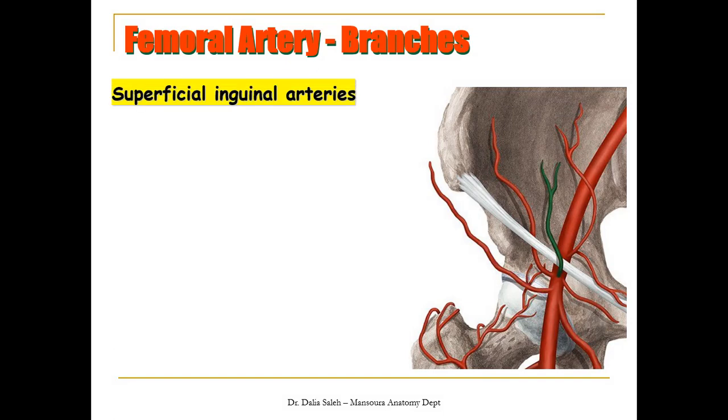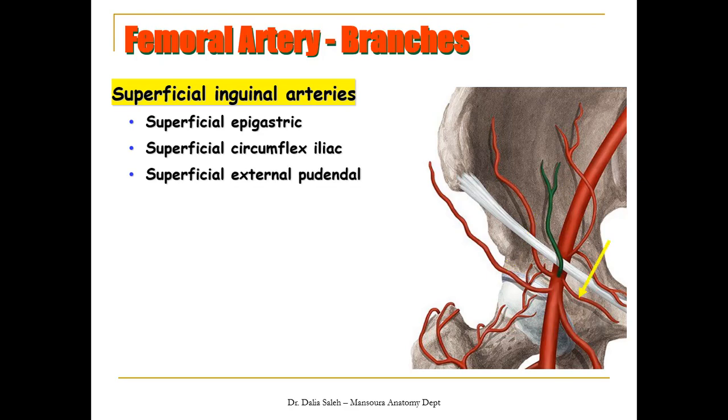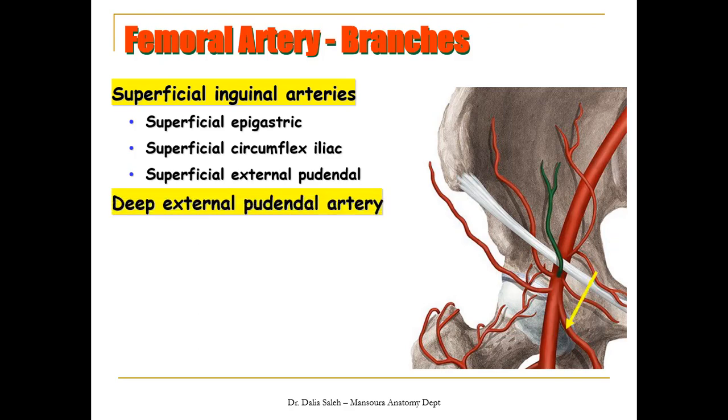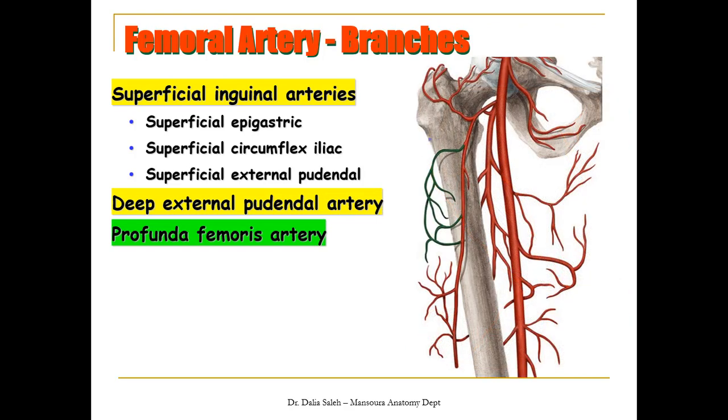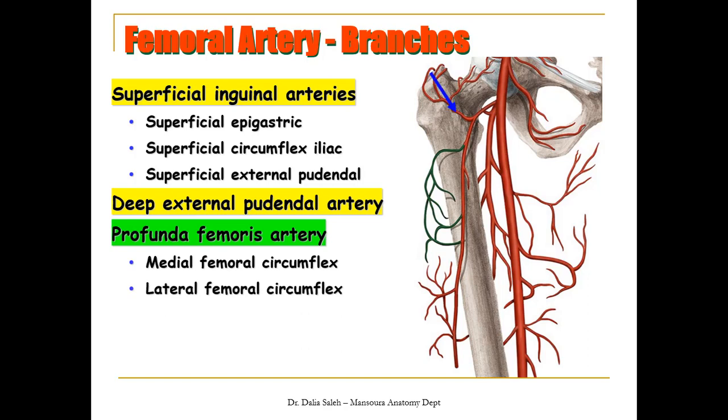Three superficial inguinal arteries: we have the superficial epigastric, the superficial circumflex iliac, and the superficial external pudendal. Then we have the deep external pudendal artery, and the main branch is the profunda femoris artery or the deep femoral artery. The profunda femoris artery gives the medial circumflex, which is the main arterial supply for the hip joint and the head of the femur. Also, it gives the lateral femoral circumflex artery. Both the medial circumflex and the lateral circumflex femoral arteries share in the anastomosis around the femur.